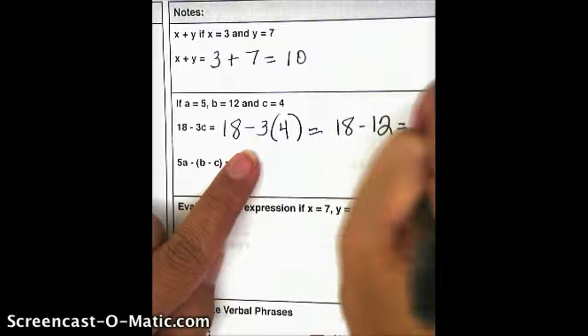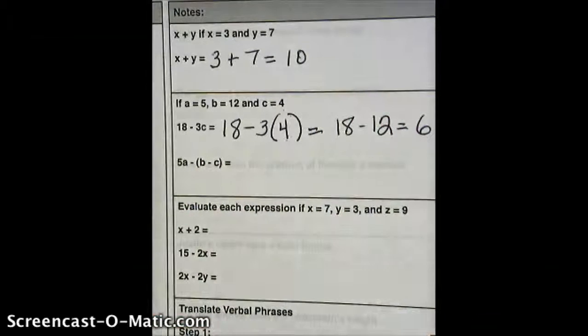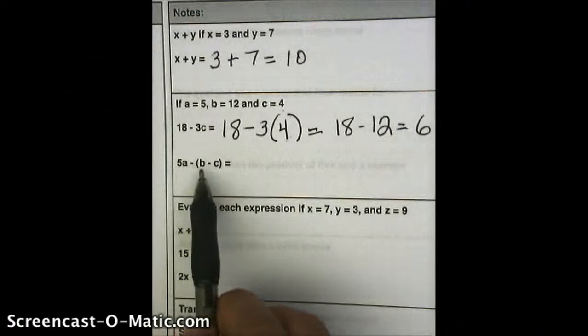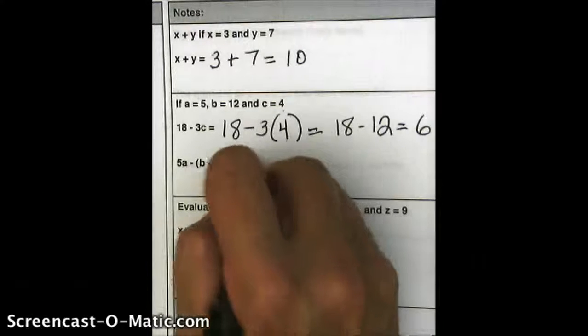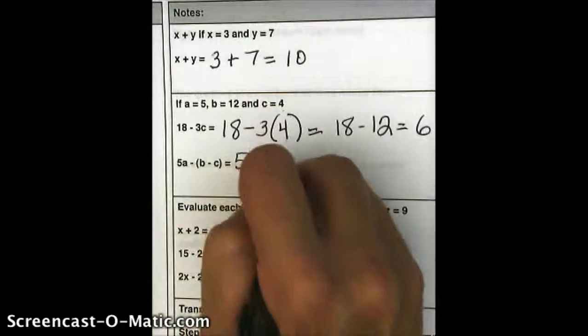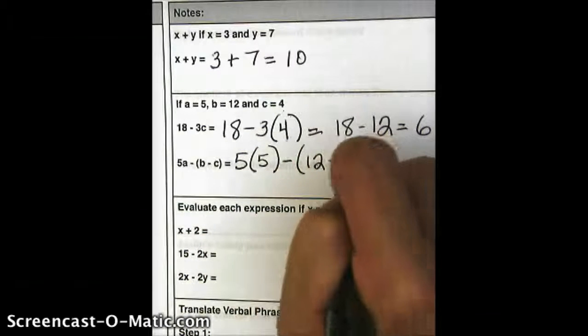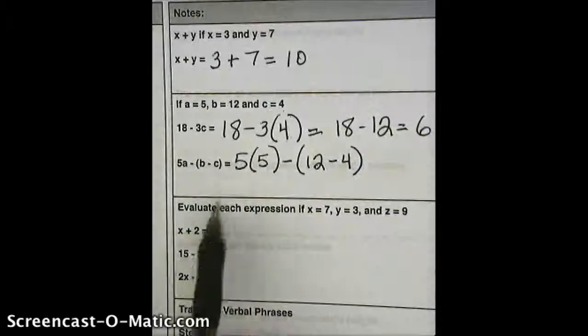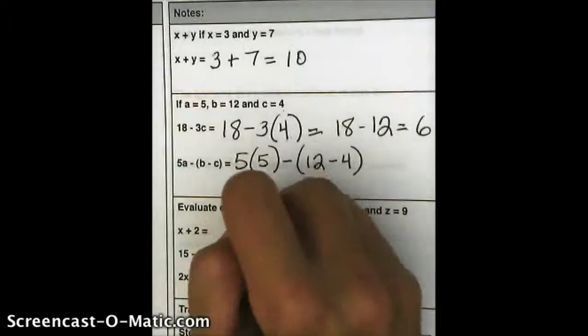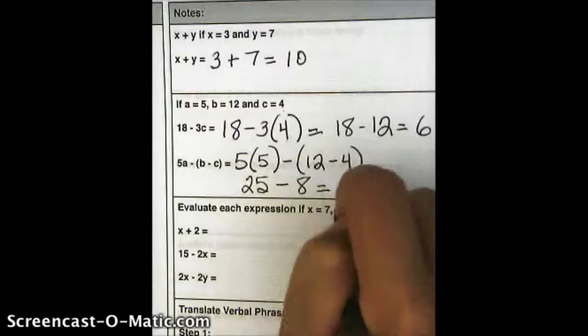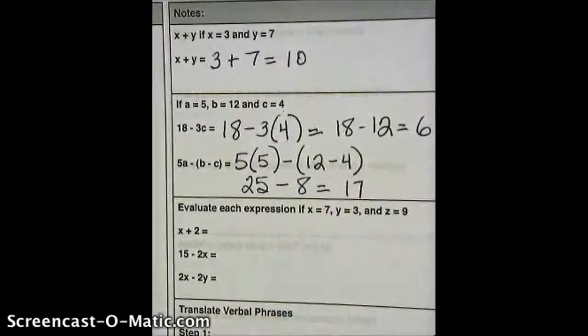equals 6. In our next example, we want to know what is 5a minus b minus c. So once again, we'll substitute in. A is 5, b is 12, and c is 4. If we evaluate those, we get 5 times 5 is 25, minus 12 minus 4 is 8, and your answer will be 17.